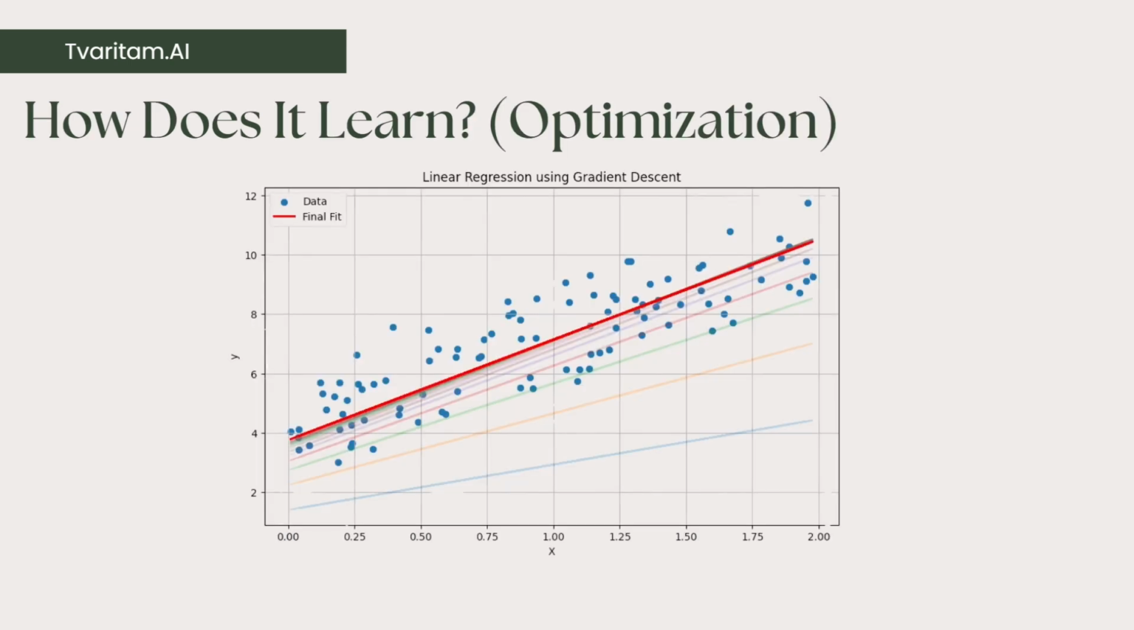Now, as you can see in this slide, we start from a random point, this blue line, and then it tries to get closer to the data points as to reduce the error as much as possible.